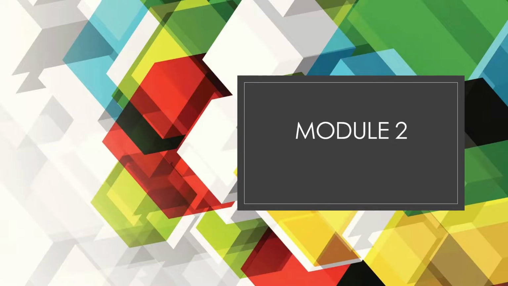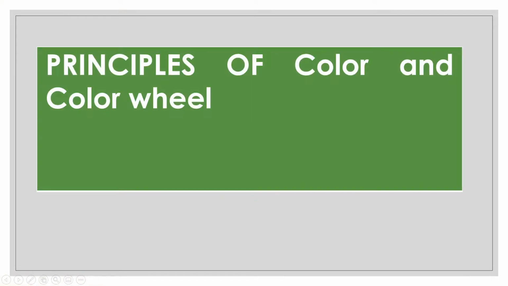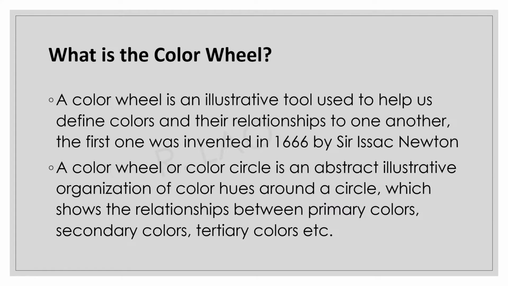Okay, so we will start in our module 2. Our topic for module 2 is principles of colors, or color and color wheel. So what is the color wheel? Color wheel is an illustrative tool used to help us define colors and their relationships to one another.